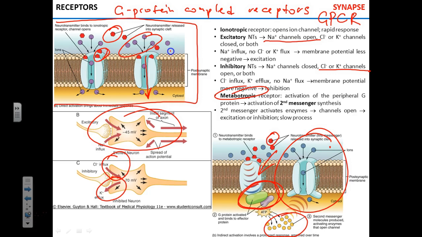Now, I want you to understand the effects of both of them can be the same. They both can lead to excitation or inhibition. It's the time of the response. All right?